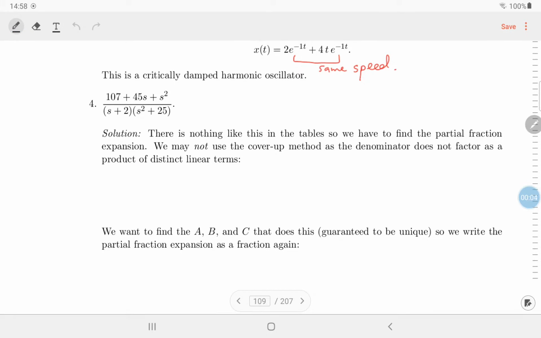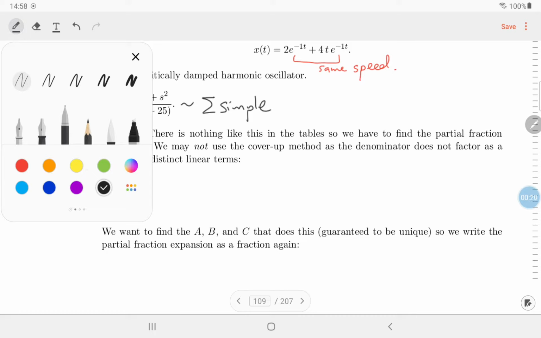So here's another example. Again, there's nothing like this in the tables. It's far more complicated than anything we see in the tables. So we need to write this as a sum of simple terms. That's the first thing to say. So the first thing to do is factorize.